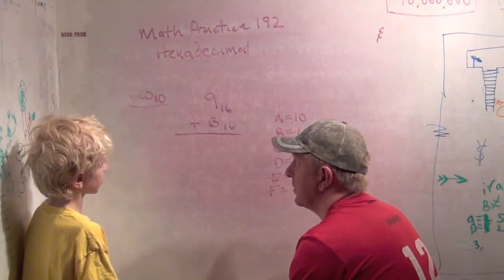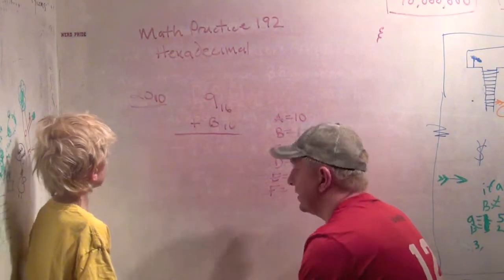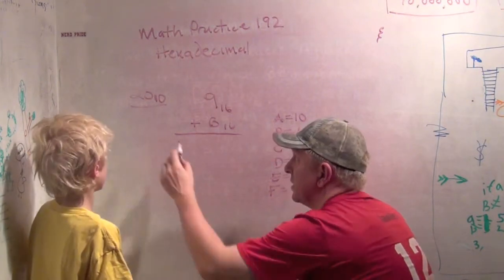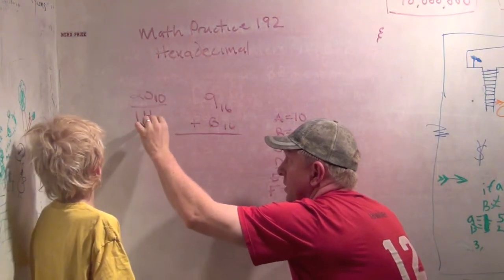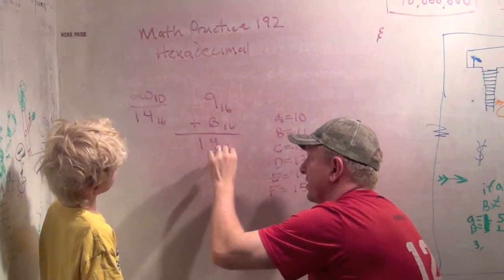I think you might have to equal it to something. Yeah, we are going to have to make sure it equals something. So how many 16s do I need to get up to 20? You need 1 16 plus 1 4. This is going to be 1 4 in base 16.